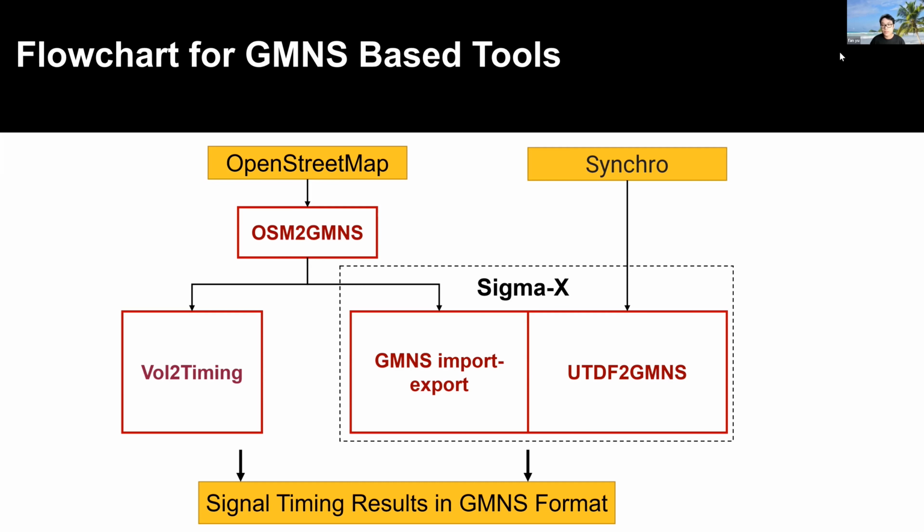From the right-hand side, as you can see, the data is from Synchro, so we're using UTDF2GMNS to convert the output from Synchro into GMNS data format. Today our topics will focus on SigmaX and UTDF2GMNS. So with that, I will turn it over to Dr. Zlatkovic and Muntasir. Dr. Zlatkovic, it's your turn now.